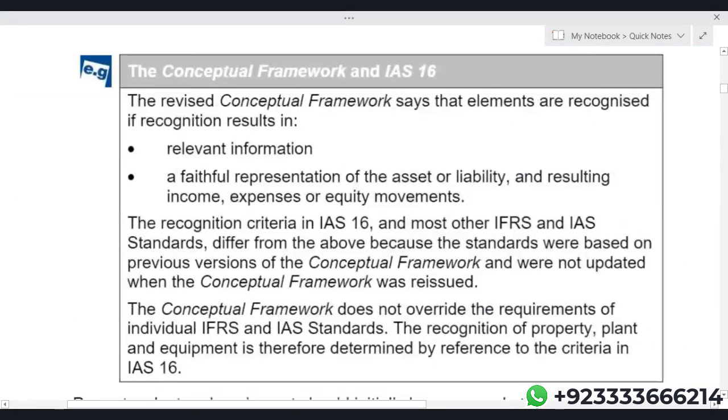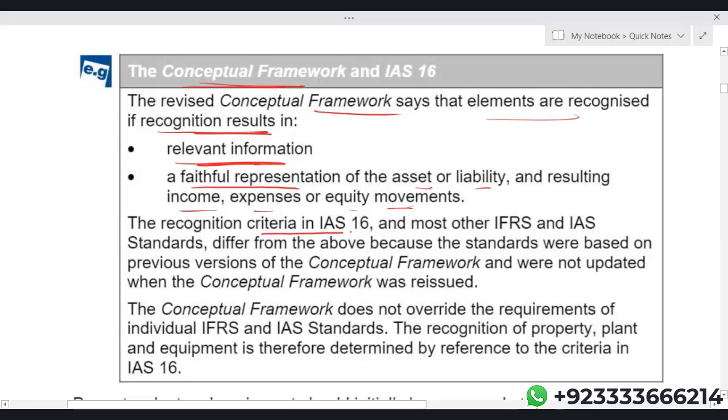Now, the conceptual framework is there. The revised conceptual framework says that elements are recognized if recognition results in. Element means we are talking about asset, liabilities, expense, income, and equity. Simply the heads of accounts. So the revised conceptual framework says that elements are recognized if recognition results in relevant information, a faithful representation of asset or liability, and resulting income, expense, or equity movement.